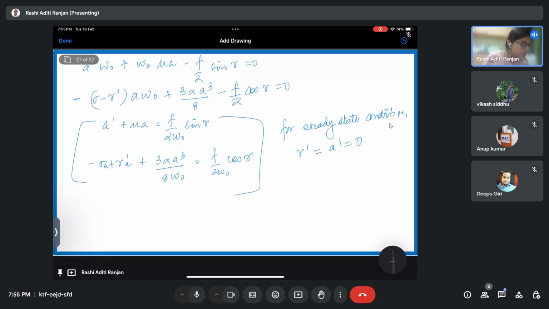If I consider gamma dash and A dash equal to 0, my new set of equations will become what? I'll have just mu A is equals to F sine of gamma by twice of omega naught. And the second equation is going to be 3 alpha A cube by 8 omega naught minus sigma of A is equals to cos of gamma, right? Now, what do you think is the best thing that I can do with these equations? I can see a sine gamma, I can see a cos gamma. I know sine square gamma plus cos square gamma is going to be nothing but 1. So what will I do? I will square on both sides.